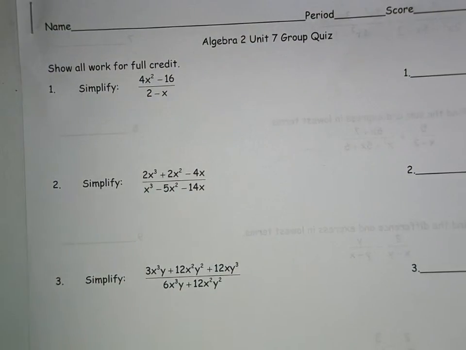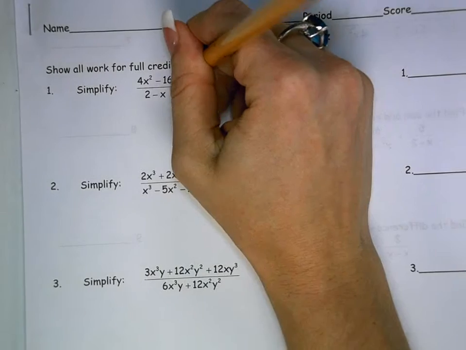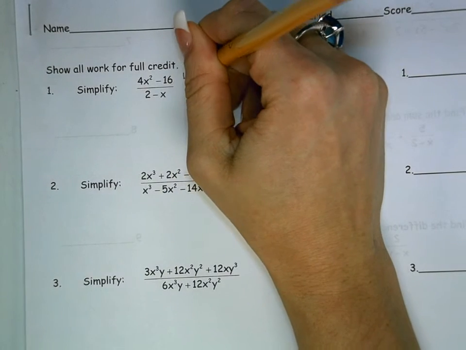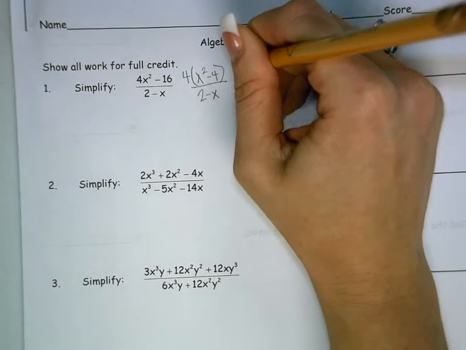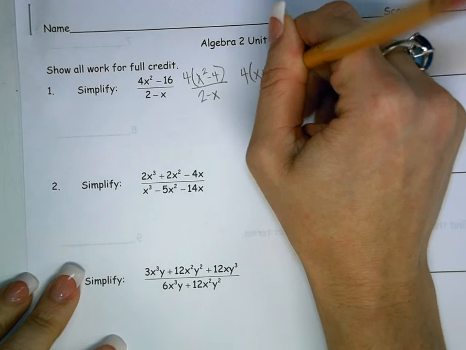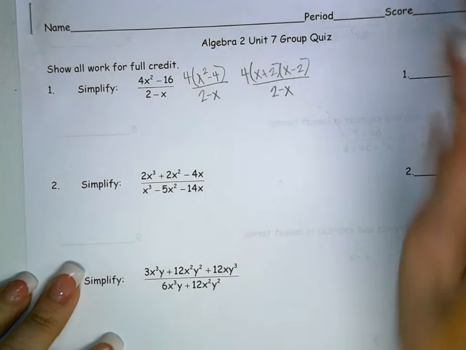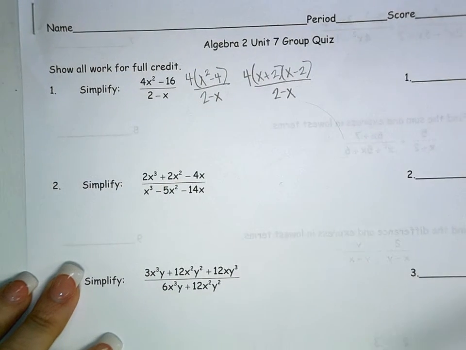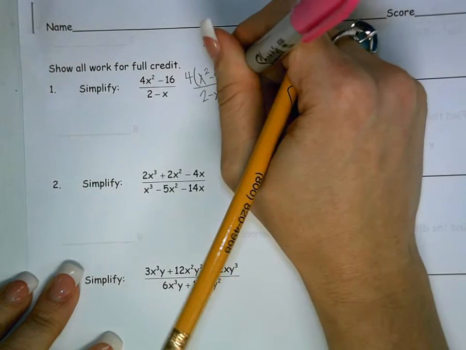So on number 1, if we're going to simplify, simplify just means we have to factor and reduce. So start by taking out a 4, that's your GCF. Left behind would be x squared minus 4, still over 2 minus x. Factor again, 4 times x plus 2 times x minus 2 over 2 minus x. X minus 2 and 2 minus x are opposites of one another, so they reduce to be a negative 1.